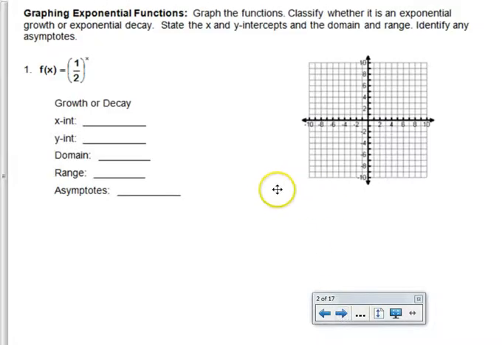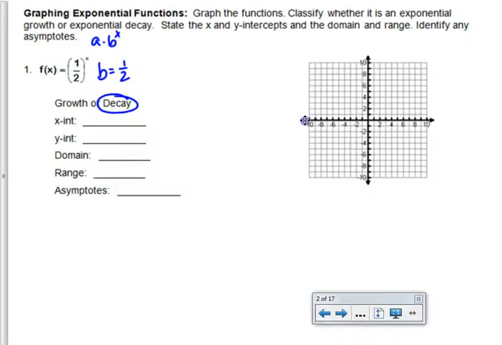So let's look at number 1. First of all, I notice, remember, it's in the form a times b to the x. So my b in this problem is the 1/2, and since my base is smaller than 1, I have a decay function. Now the x-intercept on growth and decay functions actually don't have x-intercepts unless they've been shifted either up or down, because you have a horizontal asymptote at the x-axis.